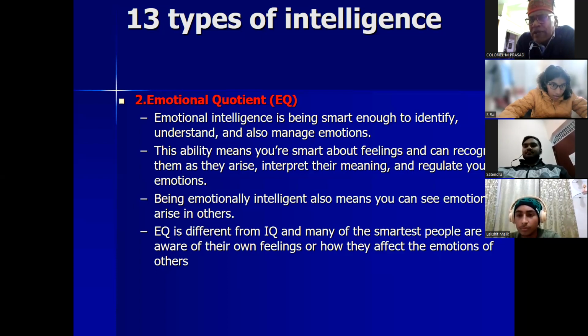So being emotionally intelligent also means you can see emotions arise in others. It's not my emotion. That's empathy. About 3-4 types of empathies are there. The first is emotional empathy. Emotional empathy means what? I think you are feeling sad. I can't afford to be happy. Right? If you are sad, I'm also sad, isn't it?